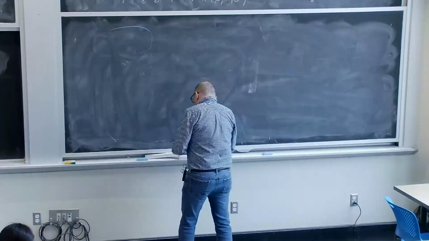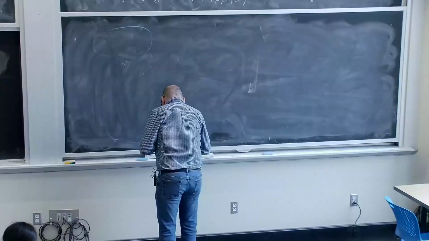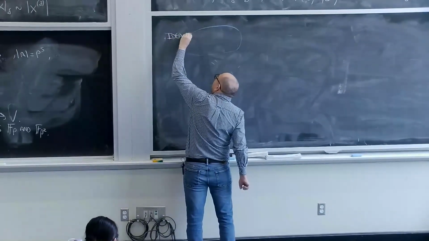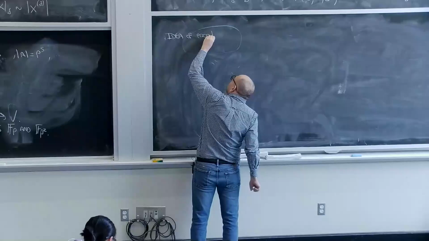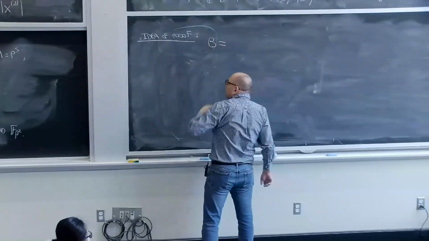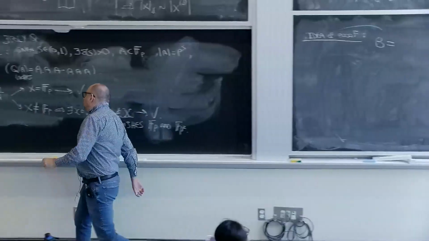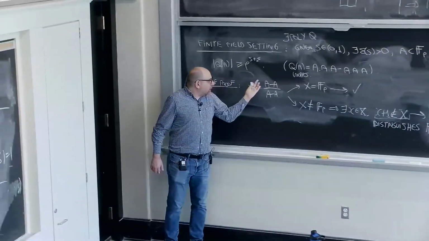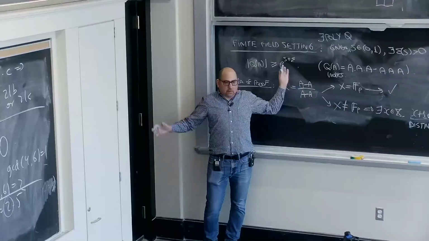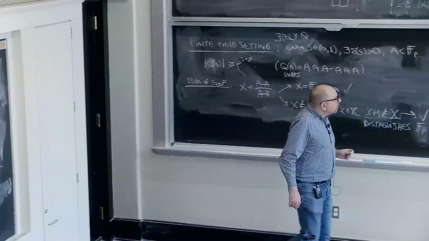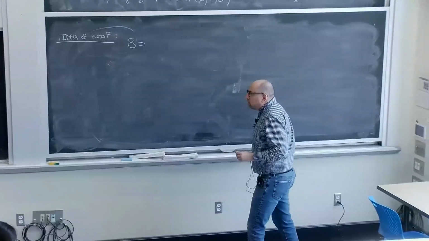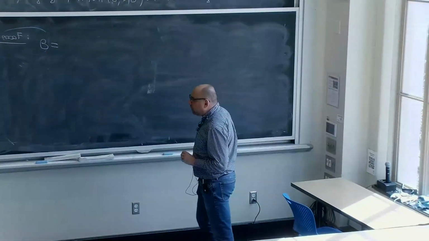OK, so idea of proof. I'm not going to prove it. In the finite field setting, this works. Here we have the problem that the denominators can be very small, and then this could be huge. So we are going to do two things to at least reduce the issue.